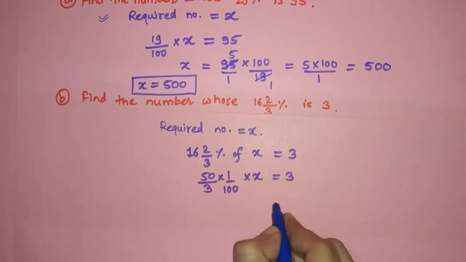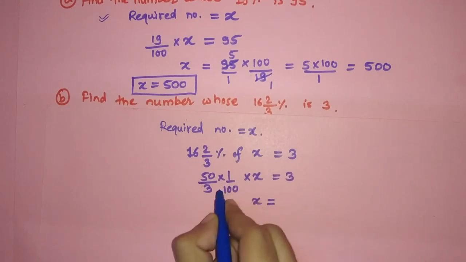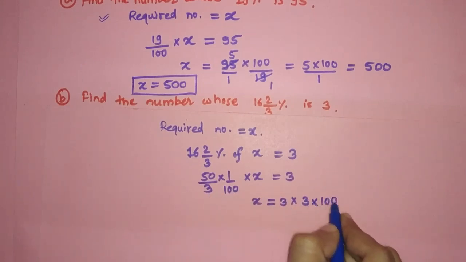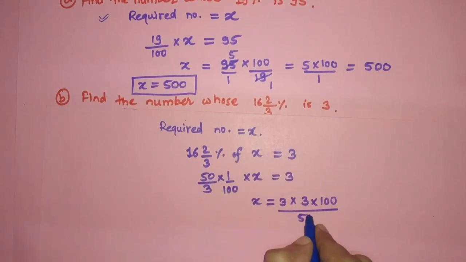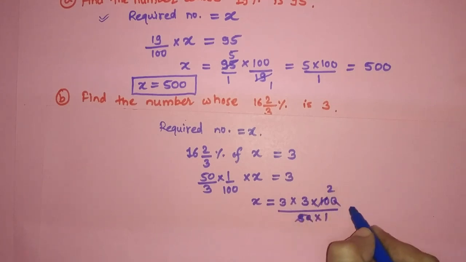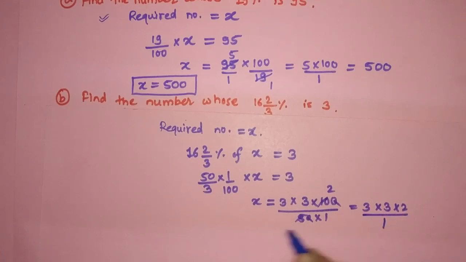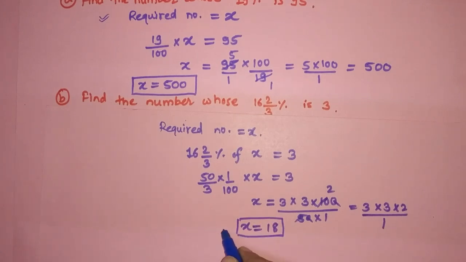Now we need to simplify it. We'll get x is equal to 3 multiplied by 3 into 100, divided by 50 into 1. Now friends, just cut it. 5 ones are 5, you can get 5 twos are 10. So now friends, here you will get 3 multiplied by 3 multiplied by 2 divided by 1. So friends, we'll get the value 18 here. So the required number is 18.